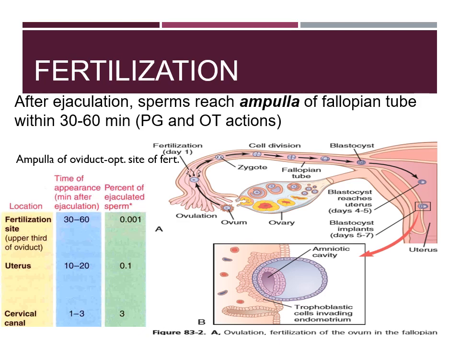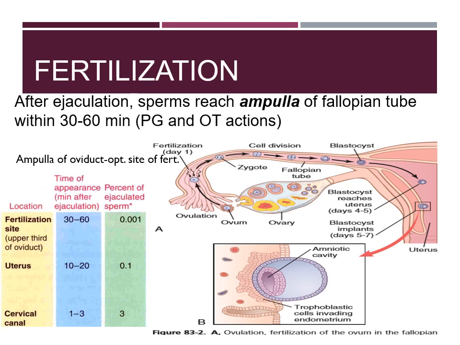After ejaculation, sperms will reach the ampulla of the oviduct of the fallopian tube within about 30 to 60 minutes, with the aid of the prostaglandins that are released with the semen from the male and with oxytocin from the female. So they will reach the site of fertilization and fertilize the ovum.